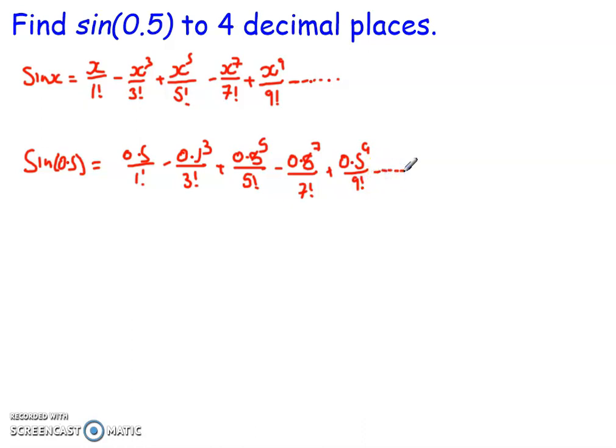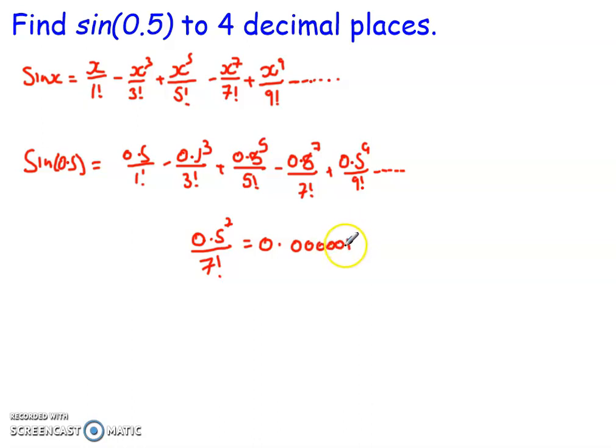Now that's a lot of calculations to do, but what we could do is look at 0.5 to the power of 7 over 7 factorial, and what we would find is that that is equal to 0.0000001.